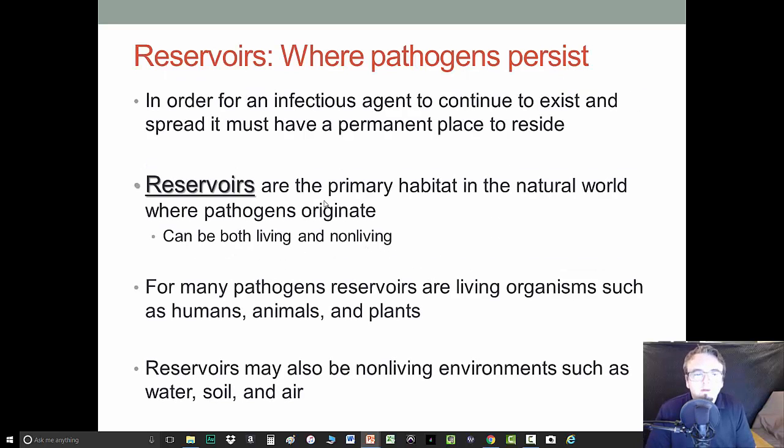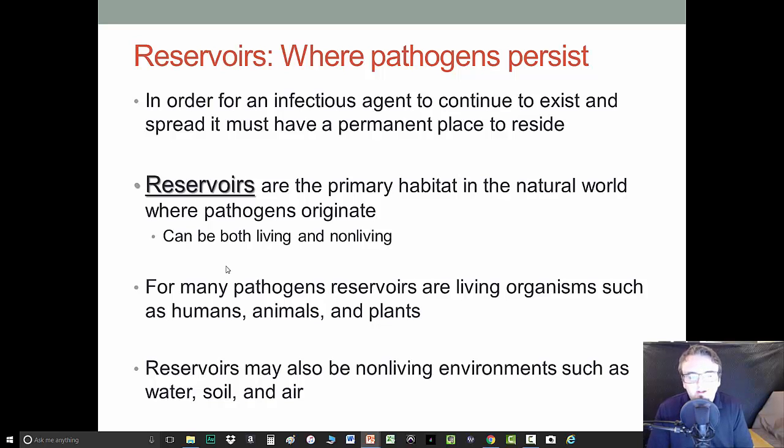This next slide here talks about reservoirs. What we find with most pathogens, virtually all, is they have a location or a point of origin somewhere in the environment. This can be either living or non-living. So a reservoir is simply where the pathogen exists and ultimately where it comes from. There are many animals that represent viral reservoirs and bacterial reservoirs. Soil is a good place to pick up bacterial pathogens. Tetanus actually typically comes from the soil. There are a certain number of spore-forming bacteria, such as tetanus, that come from the soil.